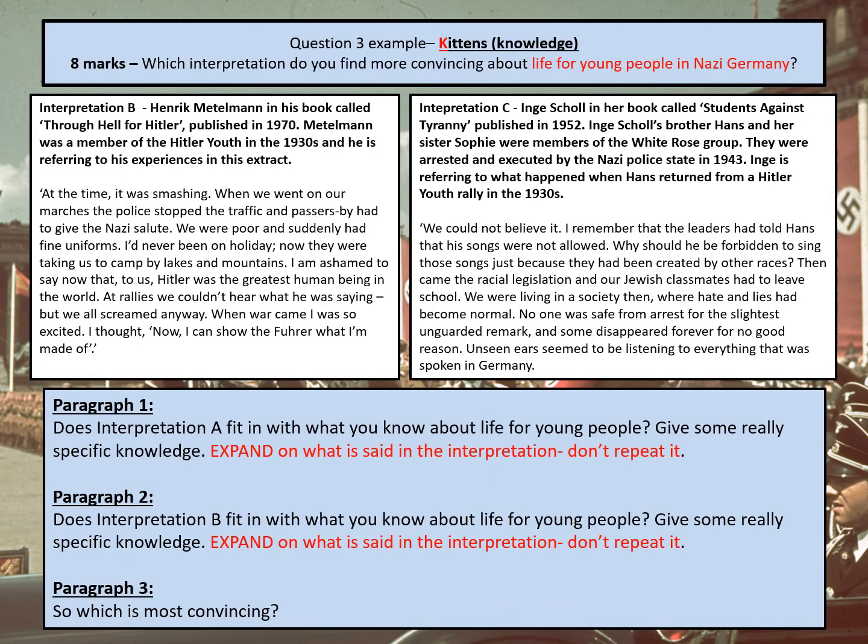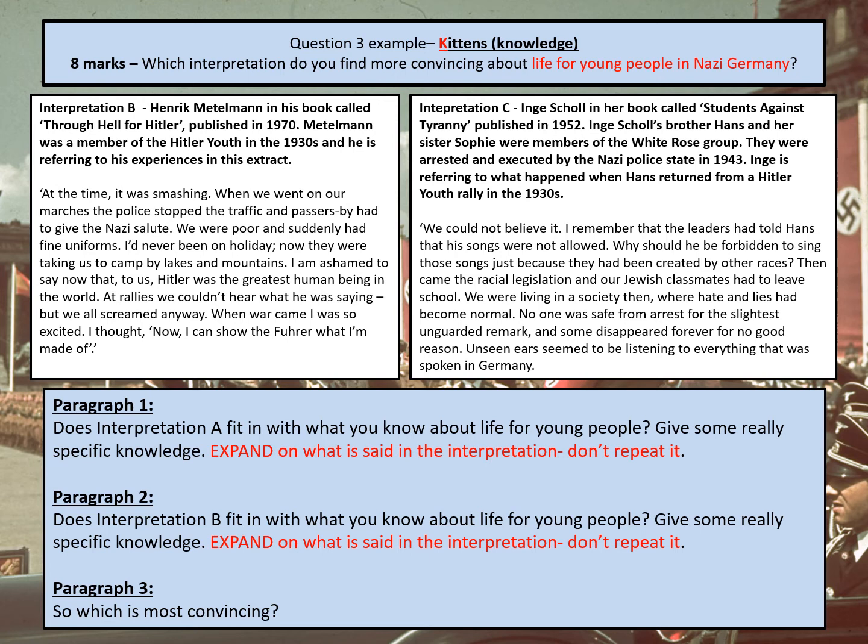As I just mentioned on the last slide, we're now going to have a look at question 3. Which interpretation do you find more convincing about life for young people in Nazi Germany? For this one, we don't need to talk about provenance, we just talk about the content and we use our own knowledge to support what it's saying. So in terms of paragraph 1, we talk about interpretation B, we use some examples from the text and we back it up. Paragraph 2, we talk about interpretation C, we pick out some points, we back it up.